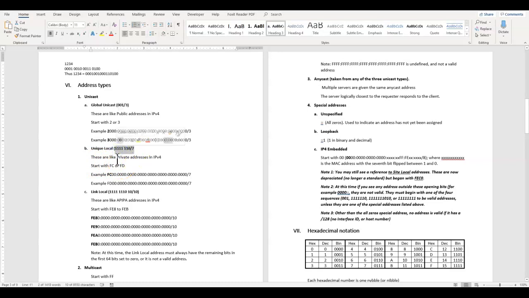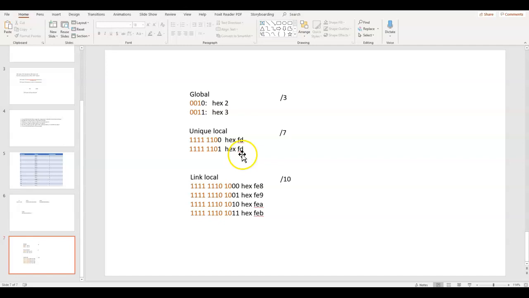Because they always begin with the binary 1111110/7. In other words, these are the first 7 binary digits. Let's go back here and look at that again. Well, if these 7 are always the same, these brown ones here, then that means that the next bit either has to be a 0 or a 1. If it's a 0, this number becomes a C, and if it's a 1, this number becomes a D. So it's always either FC or FD. So anytime you see this, you're talking about a private address or a unique local address.